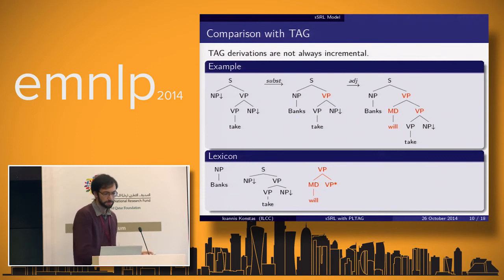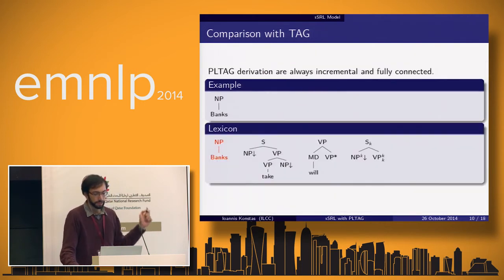It's nice, obviously, as a formalism, but it doesn't help us for what we want to do with semantic role labeling, so doing that incrementally, I mean. So instead, PLTAG derivations are always incremental and fully connected, and the way we do that is we take the original lexicon like this, and we further increase it with some unlexicalized trees, which we call prediction trees, whose sole reason is to provide fully connected structure as we go along.